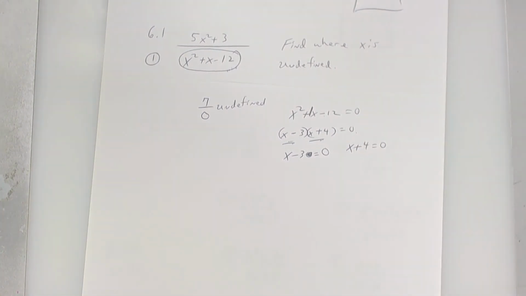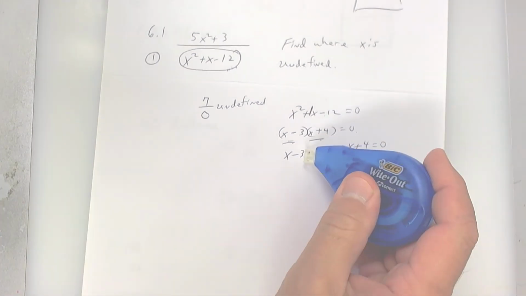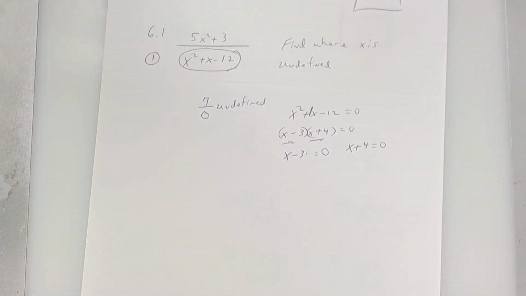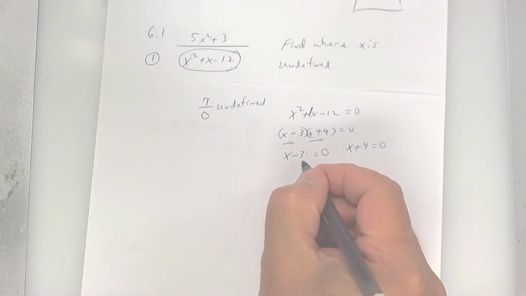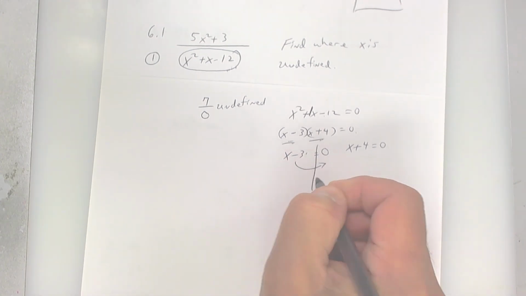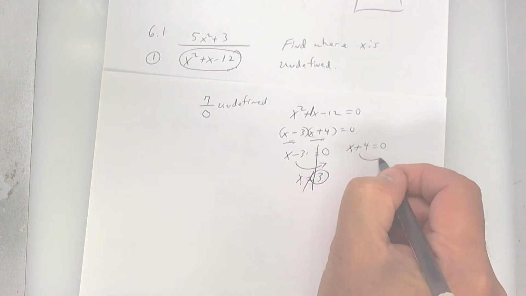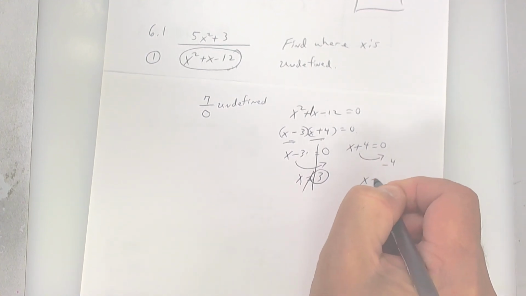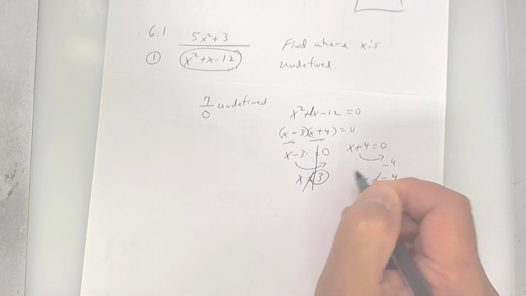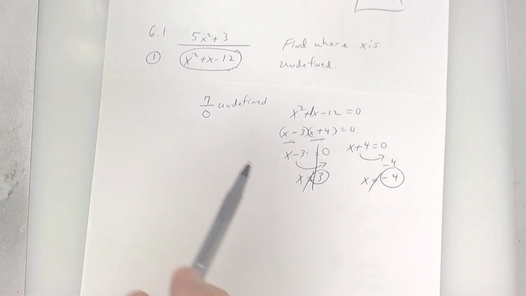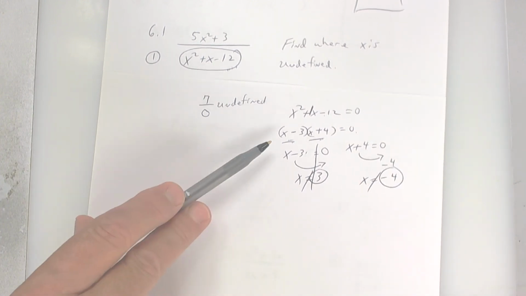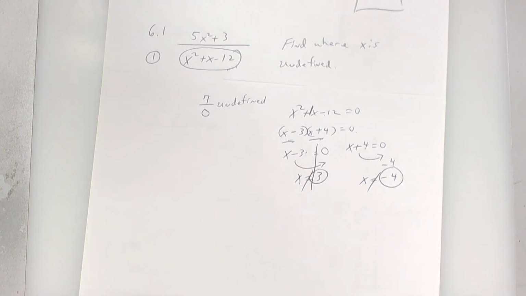Okay? So once you set your factors equal to 0, then all you do is work it out. So in this case, you're going to add 3, move it over here, so it becomes 3. You don't want it to equal 3. And this one is going to be a minus 4, so you don't want it to equal a minus 4. So these are the 2 exclusions. So you don't want x to be a 3 or a negative 4. Okay, that's all you do. You just set the bottom equal to 0, your denominator.